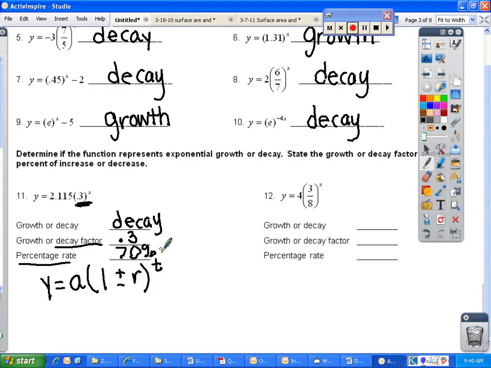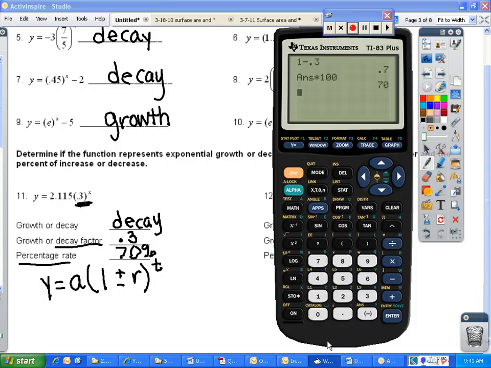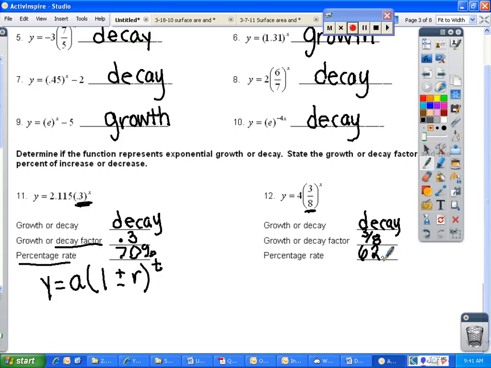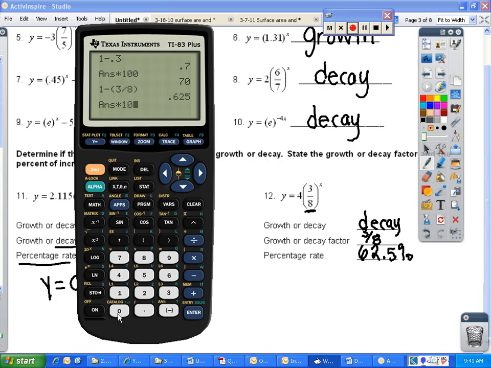Okay? For this one, you want to do the same thing. 3/8 again indicates that this is decay. The factor is that 3/8. And then you ask yourself, well, what do I do? I'm going to subtract something. Well, what am I going to subtract? Let's see, 1 minus 3/8. Enter. And you can leave it as 62.5%, or you can turn it into 62.5. It doesn't matter. But it is going to be 62.5%. And again, you would want to do that by multiplying it by 100 to find the actual rate, which is the percent. Okay?